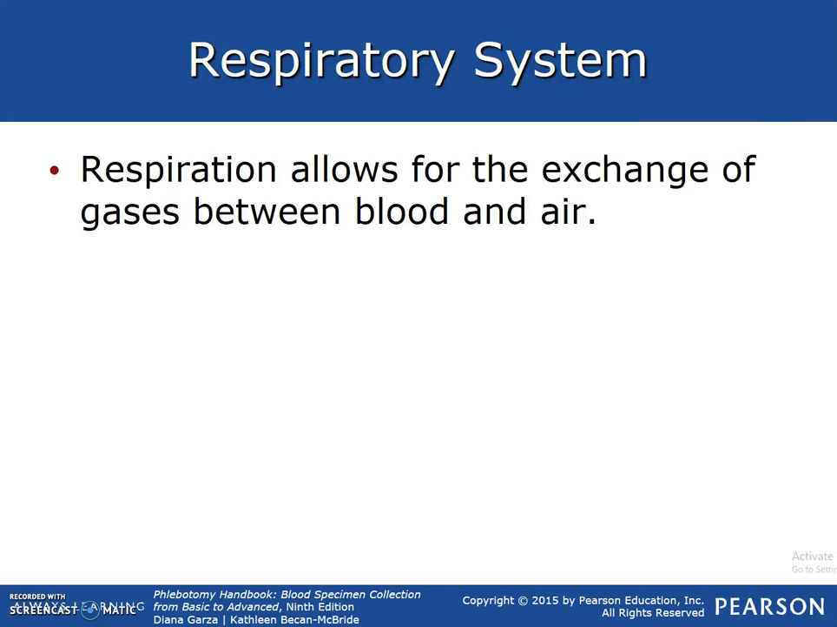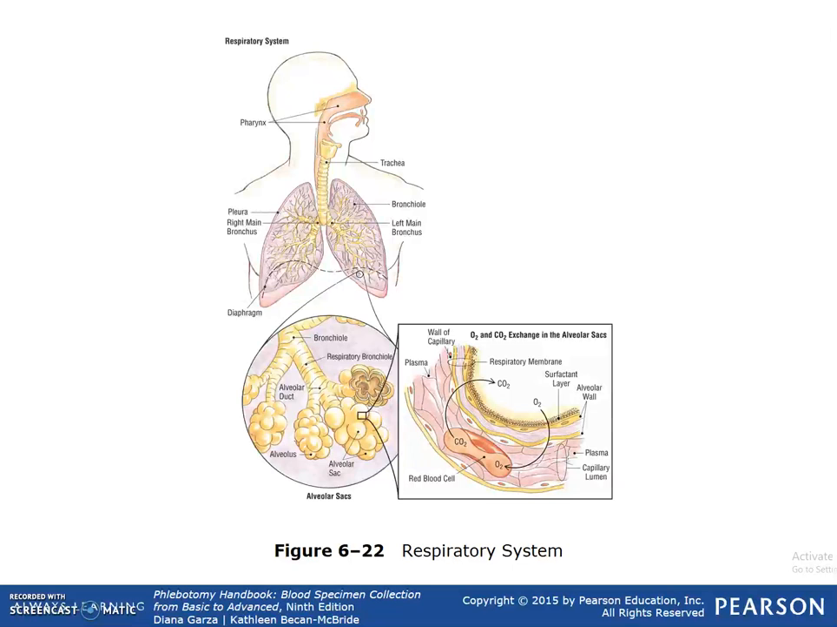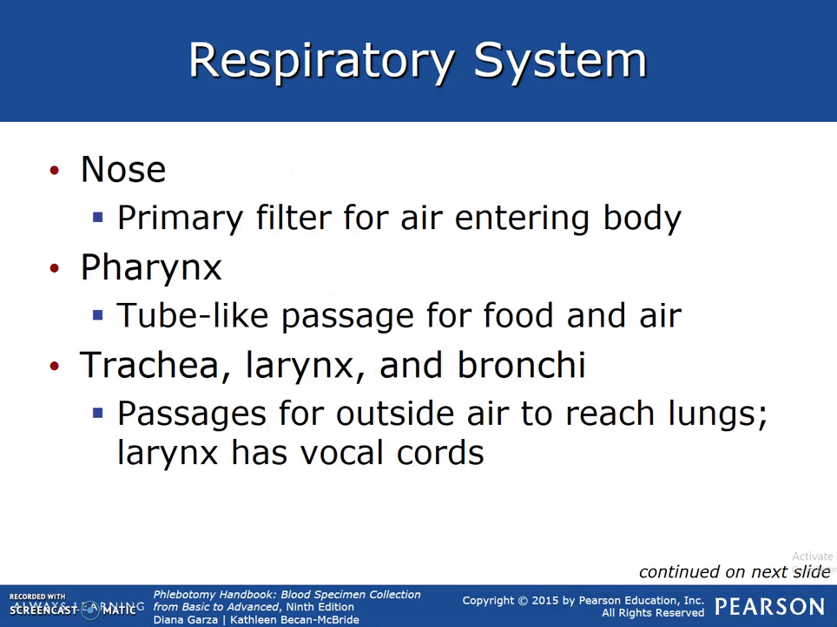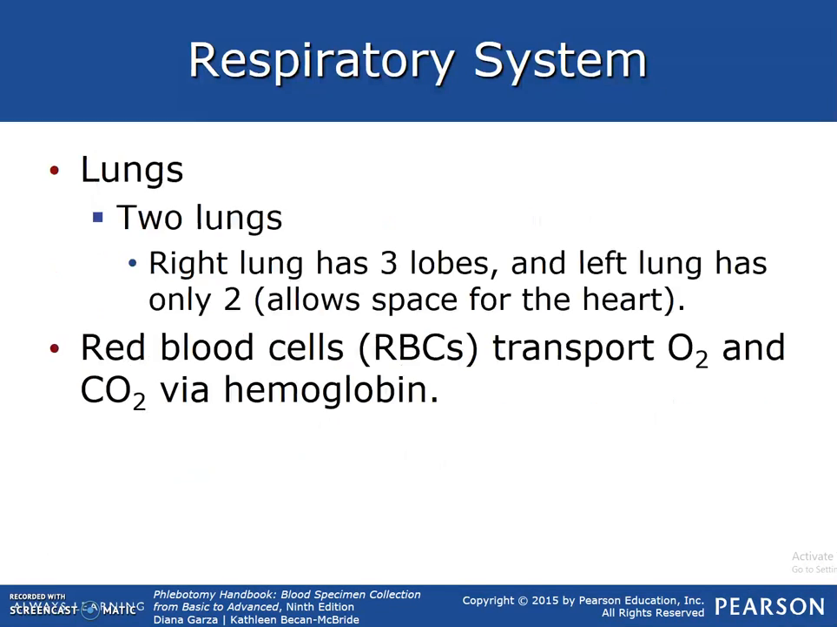Respiratory system. Respiration allows for exchange of gases between blood and air. Figure 6/22 is the respiratory system, and it breaks down the main components, starting with our nose, the primary filter for air entering the body. The pharynx, a tube-like passage for food and air. Trachea, larynx, and bronchi, passages for outside air to reach the lungs. The larynx has vocal cords.